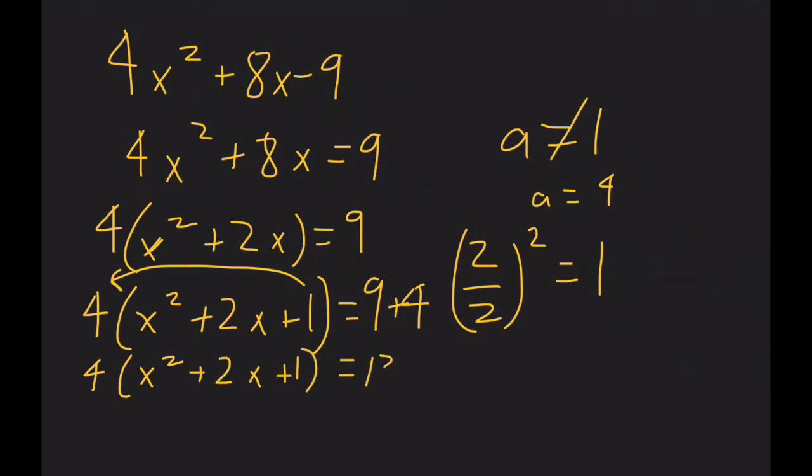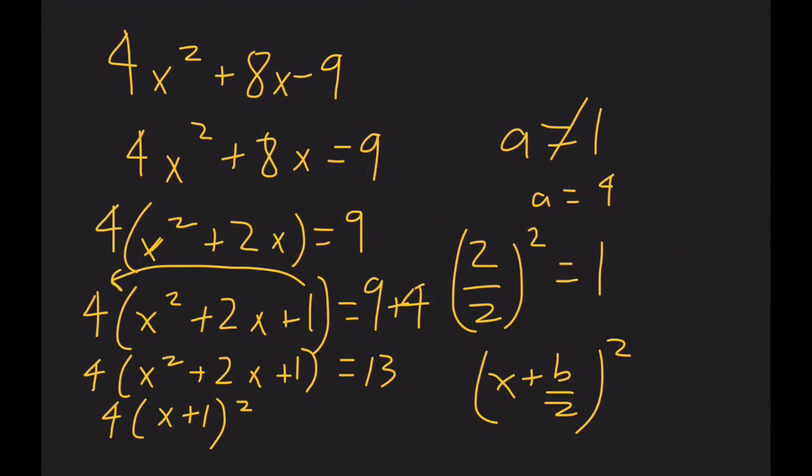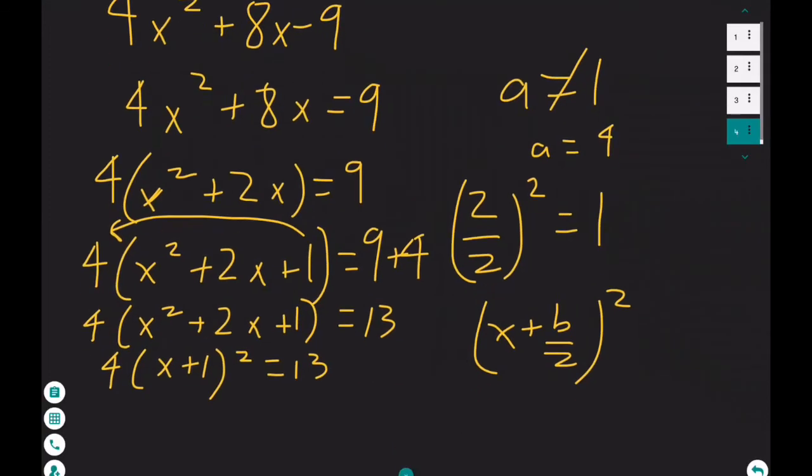equals 13. So then we're going to want to simplify x squared plus 2x plus 1, and with x plus b over 2 squared, we're going to get 4 times x plus 1 squared equals 13. Alright, let me get more space.